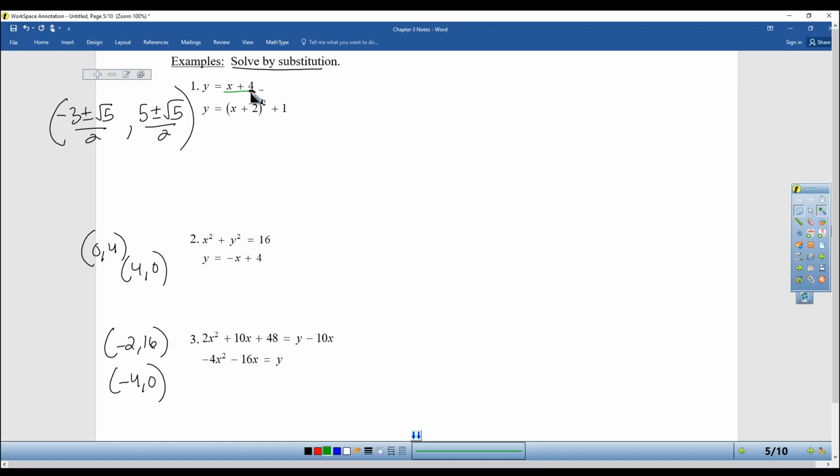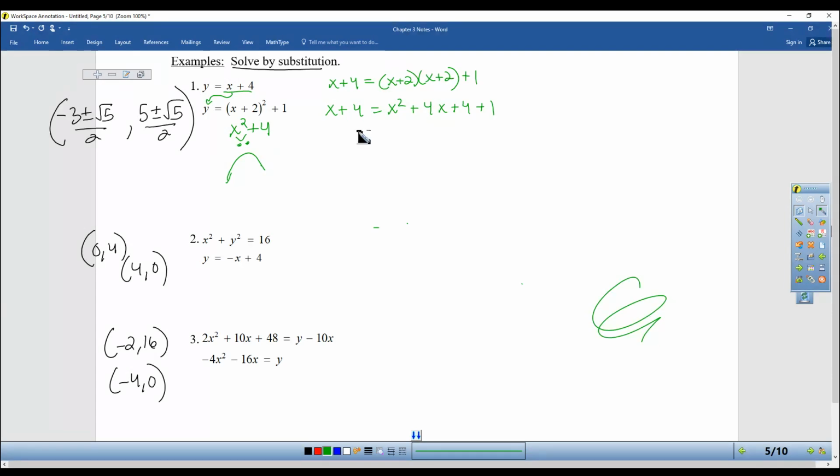So this is equal to y, so I can literally put that in there. X plus 4 is equal to x plus 2. I'm going to go ahead and expand this so I don't accidentally write x squared plus 4, which would be so bad. Plus 1. X plus 4 is equal to x squared plus 4x plus 4 plus 1. I see an x squared in my equation. What do I do? I set it equal to 0 and factor. Let's see, minus 3x. There's actually a 4 on both sides, so they cancel, plus 1.